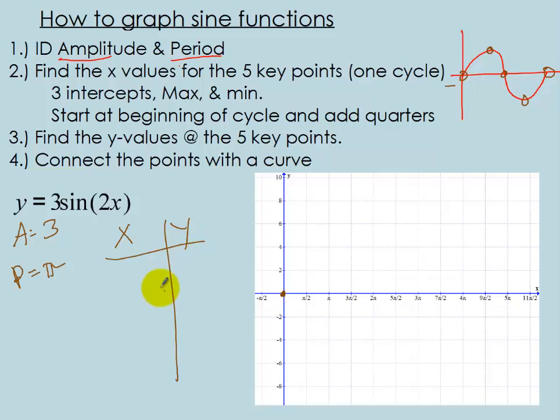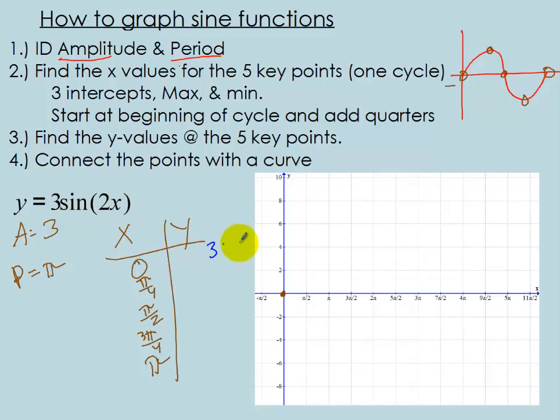The first key point is going to be x equals 0, and the last key point is going to be the end of that cycle, which is pi. That means I have a key point in the middle that's halfway through, which is pi over 2. Then a key point halfway to there, which is pi over 4. And halfway between pi over 2 and pi is going to be 3 pi over 4. If you have those x values, what are the corresponding y values? Well, when x is 0, you plug that into the equation, 3 times sine of 2x.